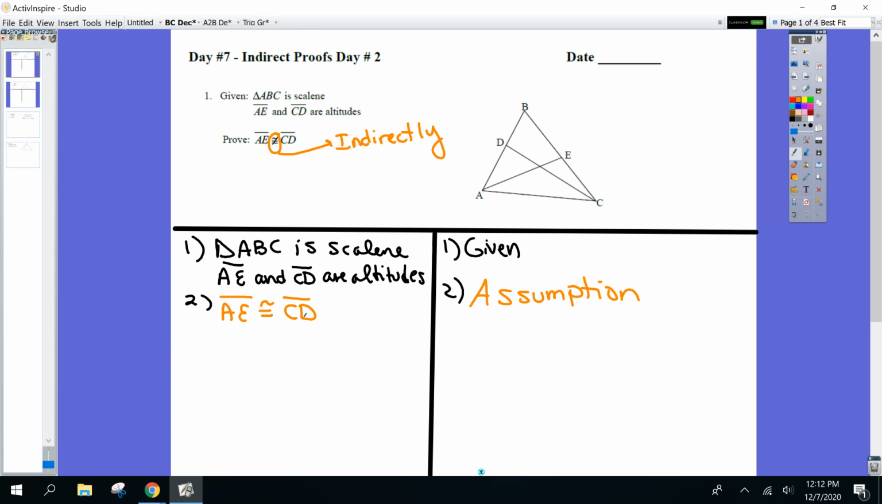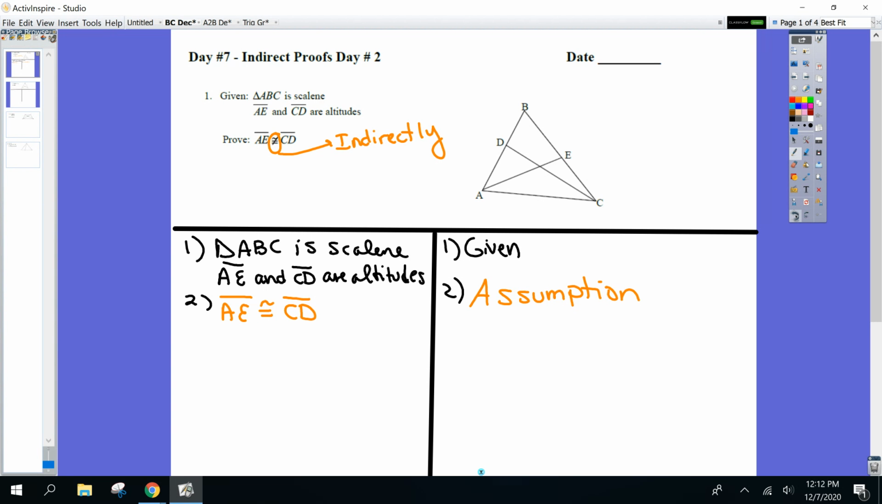Now let's go to our givens. We have 2 givens: ABC is scalene, and AE and CD are altitudes. We have to contradict one of them. This is why it might be a little tougher for some of you, because over the weekend, you just saw the word not in the given and you went, boom, contradict that one. I don't have the word not in any of the givens though. So we have to make a smart decision here.